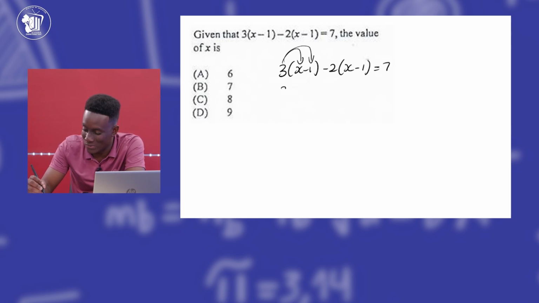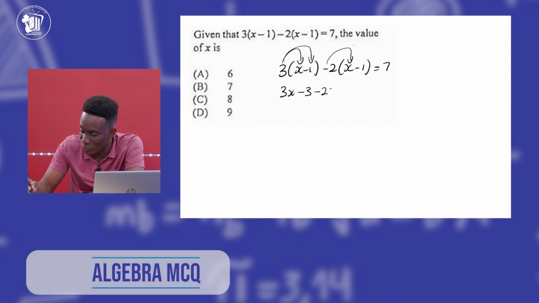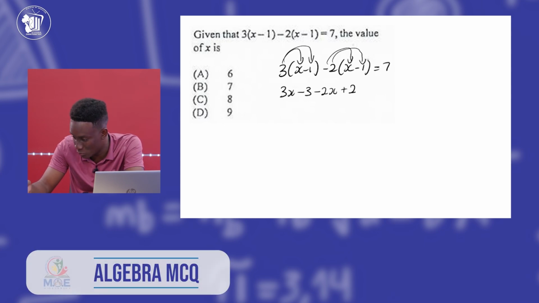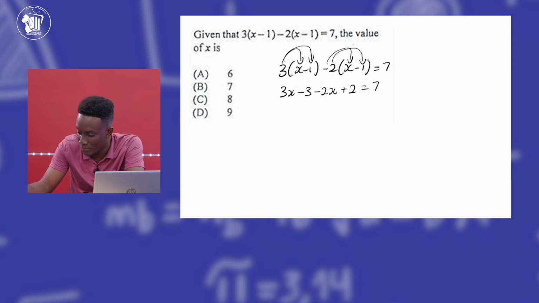So 3 times x will give us 3x. 3 times negative 1 will give us negative 3. And I distribute the negative 2. Negative 2 times x will give me negative 2x. Negative 2 times negative 1 will give me a plus 2. This is equal to 7. So I put all of the like terms together. So I'll have 3x minus 2x.